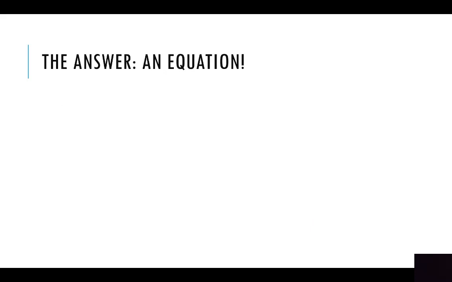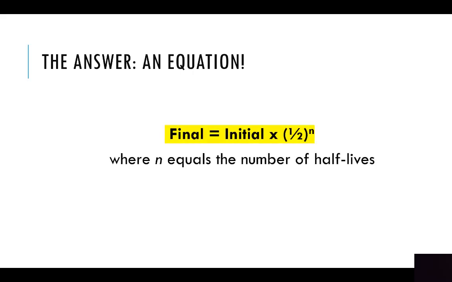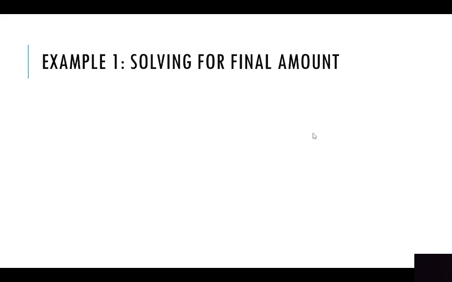So there's an equation. It's pretty simple. Final equals initial times 1/2 raised to the n. And this is basically multiplying by 1/2 however many times we need to. So it's, in a way, like final equals initial times 1/2 times 1/2 times 1/2 times 0.52 of a 1/2. And the only way you can do it is with an equation. There are other equations for half-life, so don't think that this is the only equation, but it is the simplest one in my opinion. So let's try an example where we are solving for the final amount.